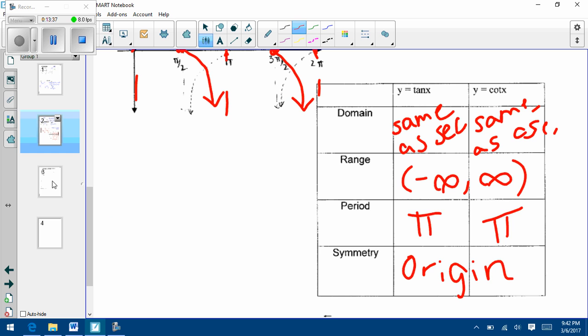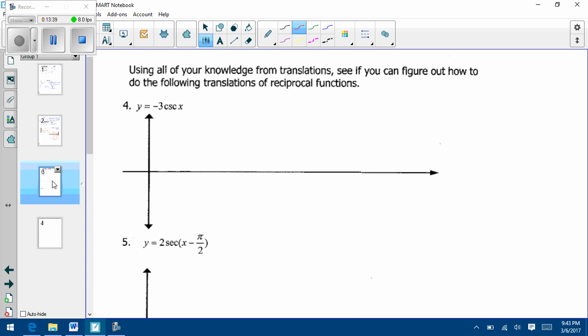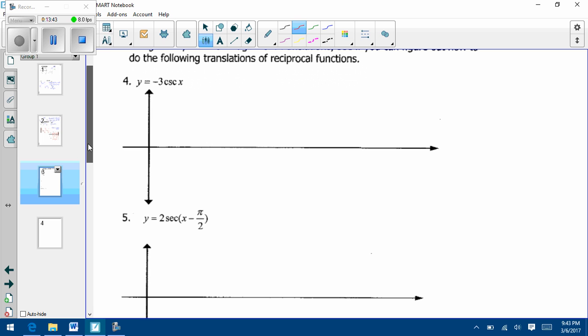What I'd like you to do on the last page of today's notes is go ahead and take a look at some of the transformations we can do to the graphs of secant and cosecant and even cotangent. Okay, so we have number 4, y equals -3 cosecant x.